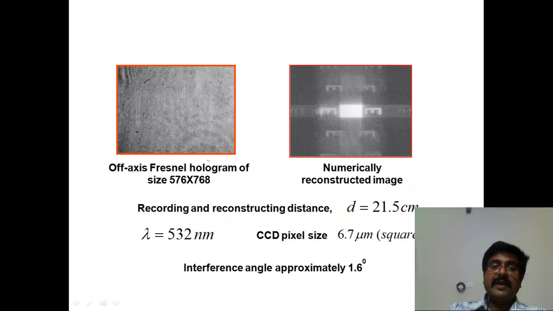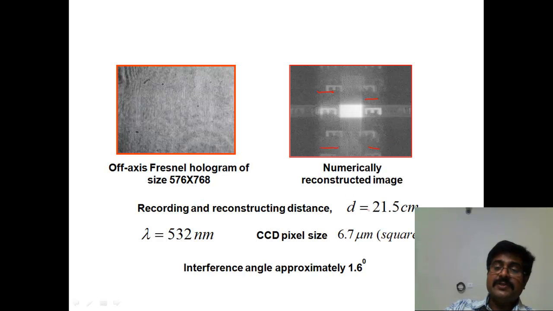So this is the typical hologram of a letter E recorded in a Mach-Zehnder geometry. The hologram size was 576 by 768. Once you reconstruct the hologram, the image will be like this: DC, focused image and defocused image. And these are the higher order diffraction terms. These are all higher order diffraction terms. And these are all noises. One can filter them off.